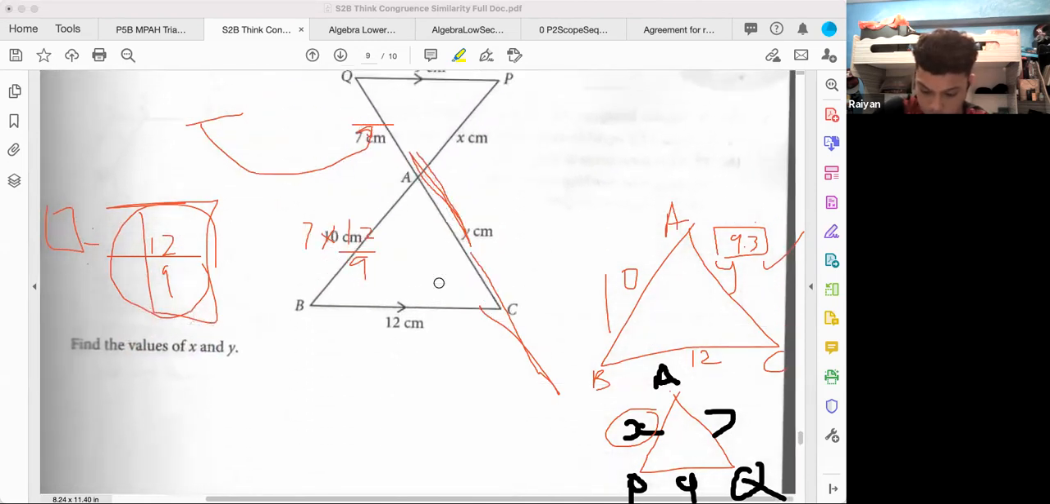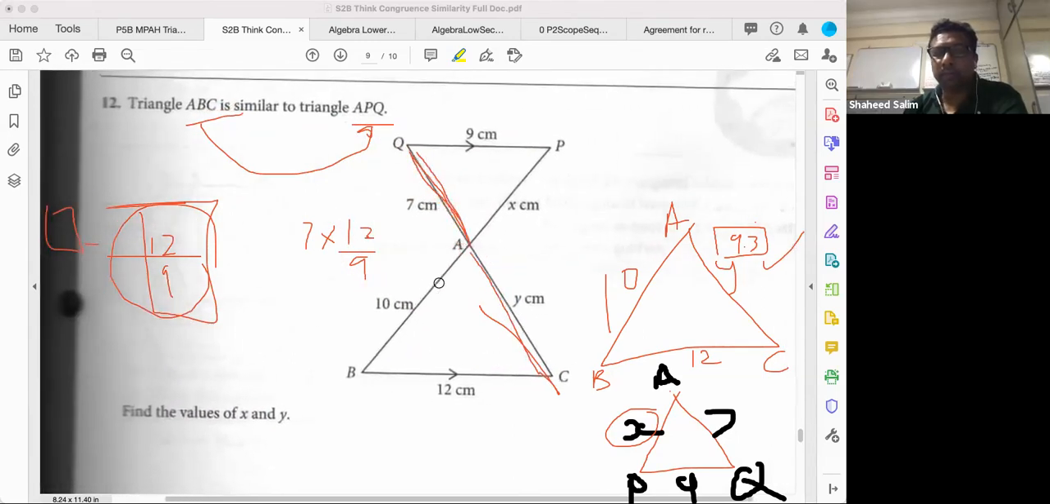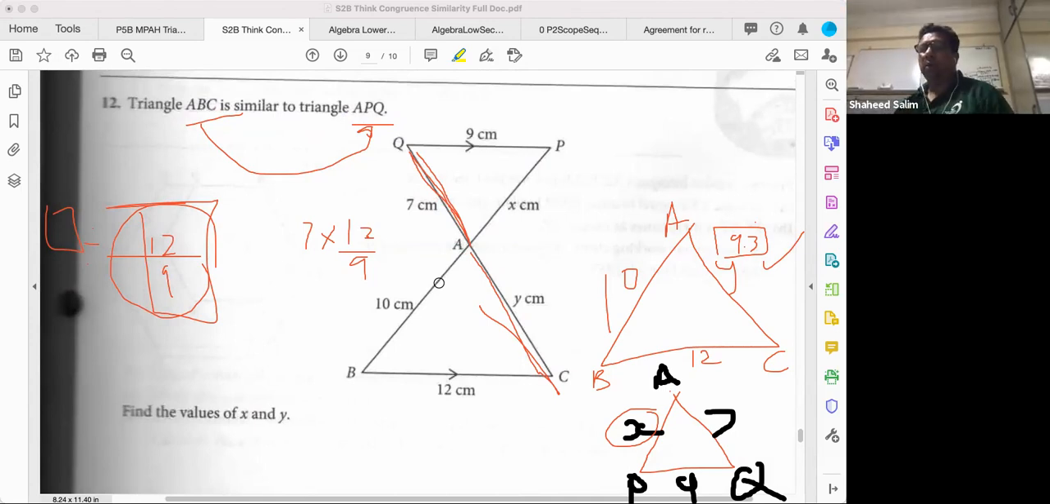Okay, now I still don't know where what. Oh no, here, yeah. Okay. So now you've got to find x. Confident, confident, confident.